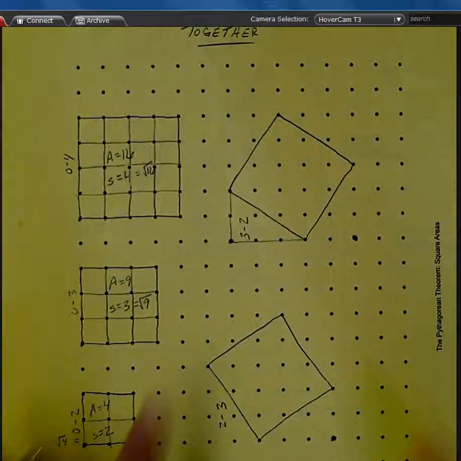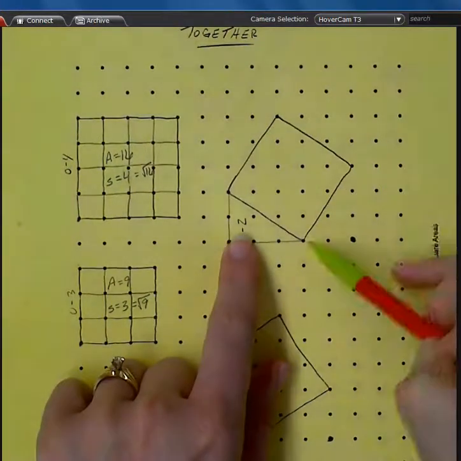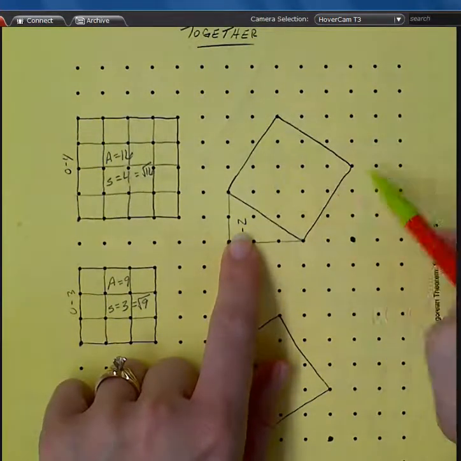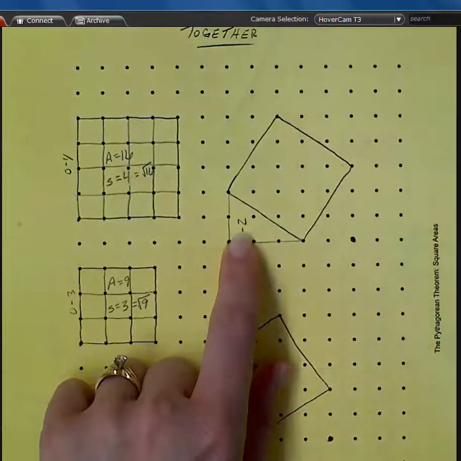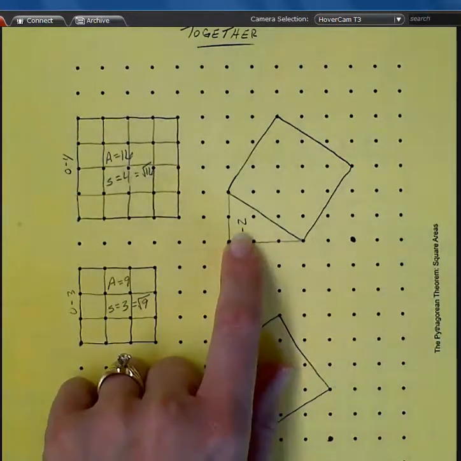How would we... notice there's a big old square right here, right? Could we find the area of that square? And if we know the area of a square, can we find the side length? Yes. So that's what we're going to do.